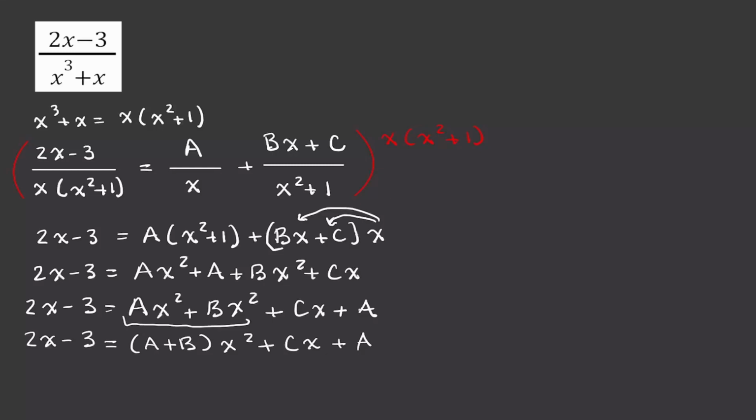Now here I'm gonna match the constants in front of the variable to each other. Notice on the left hand side I do not have x squared, so I will place 0x squared in its place. Anything multiplied by 0 does not change the value of the equation, so it's a valid step in math.